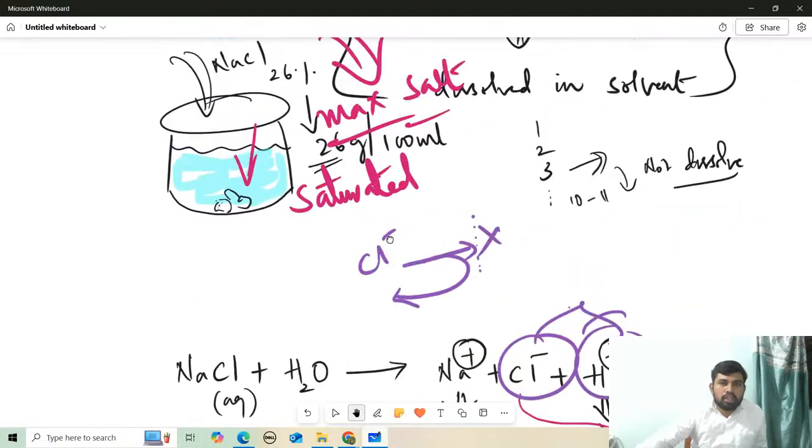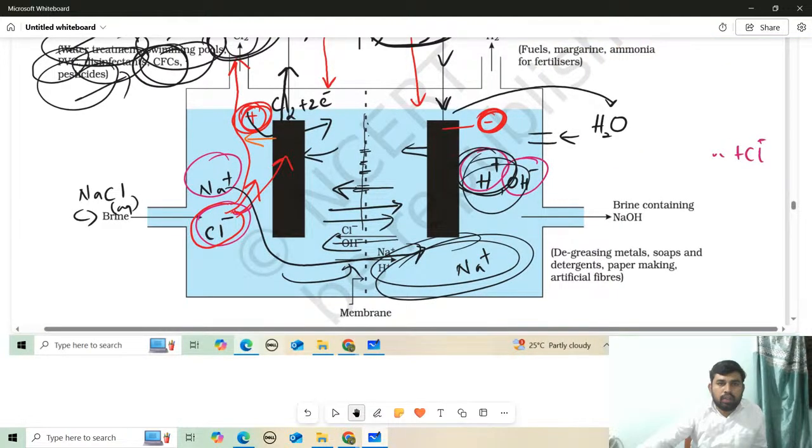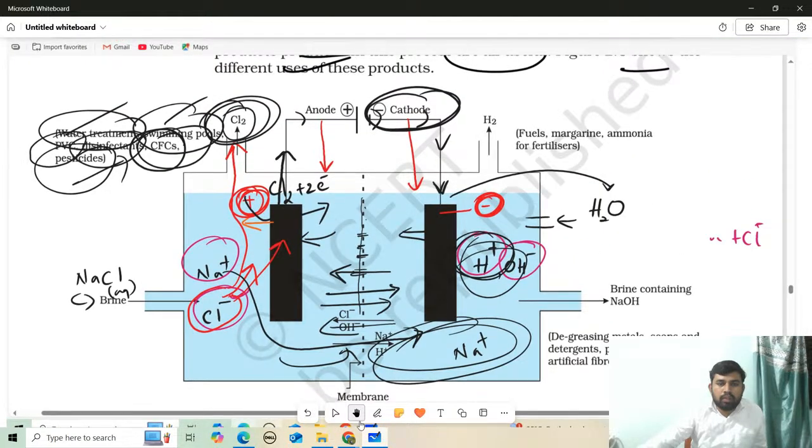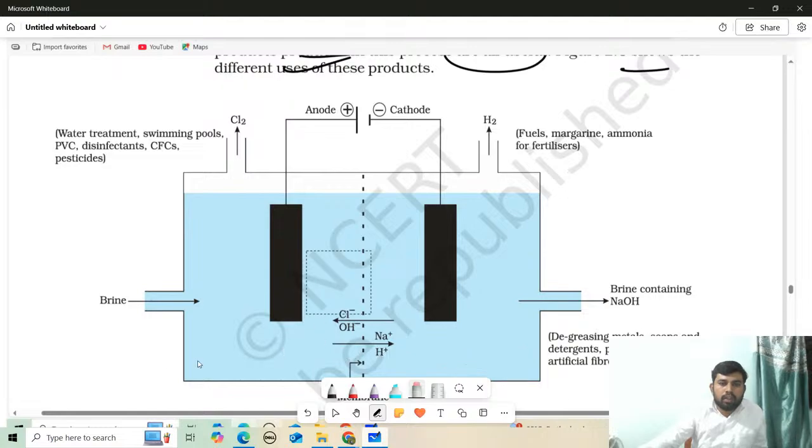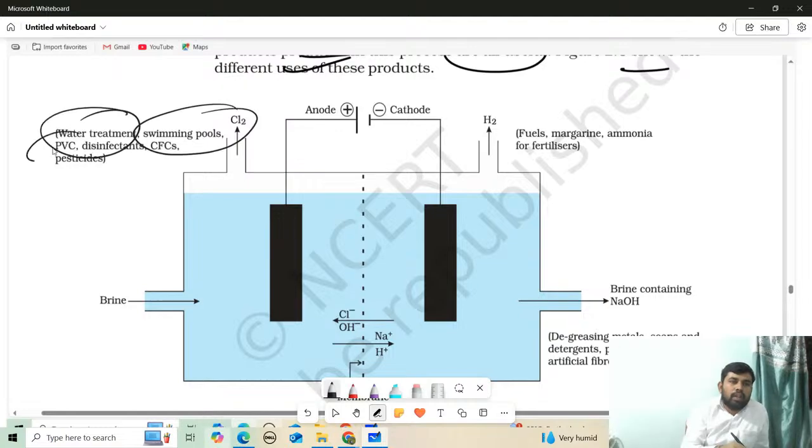So where will this be used? Now we can see here, yes, they have given uses here. Let us erase all these things. Chlorine gas is used in water treatment, swimming pools, manufacturing of polyvinyl chloride, disinfectants, chlorofluorocarbons, and pesticides. Okay, so fuels, hydrogen gas.